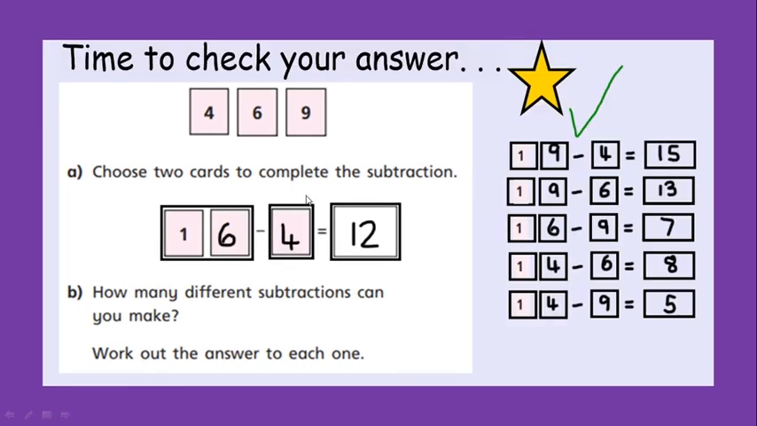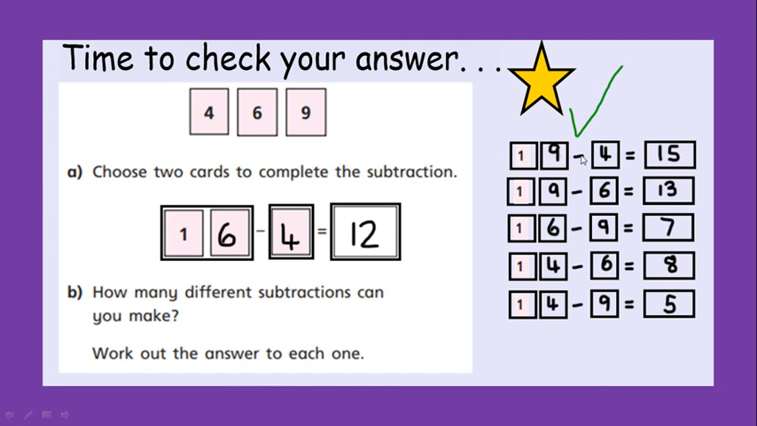Okay then, so time to check our answers. Now you can see I've picked one here, but I've also done some others down the side here. So the first one I did was I took the number 6 and I put it here into the extra ones box, which gave me the number 16. And then I thought, right, I'll have 16, take away 4, and I worked that out to be 12. So if you chose those two numbers, 6 and 4, and you got the number 12, well done, you got that answer right.